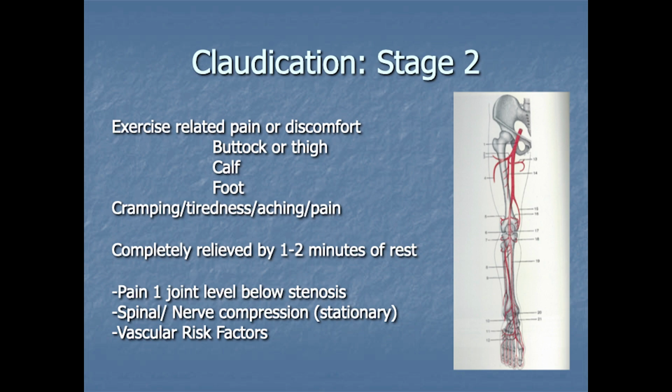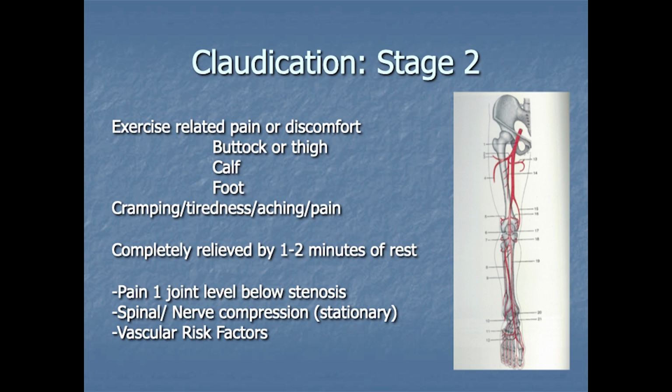So claudication, getting back to stage 2, is exercise related. You can have it in any muscle group. So you can have it up in the buttock and the thigh area. So I'm going to step down to the middle of the slide. See that pain one joint level below the stenosis? So where it hurts you is one joint level lower than the actual blockage. Again, that's another doctor trick to know what we're looking for.